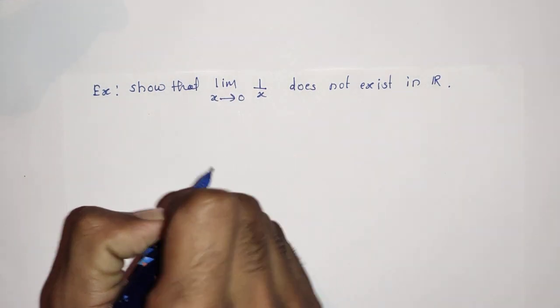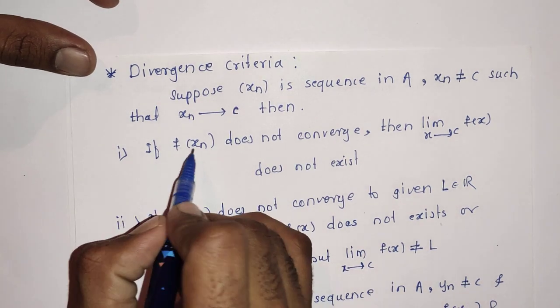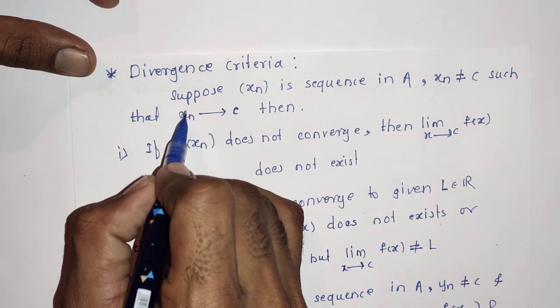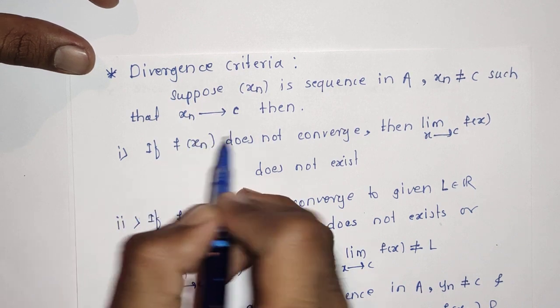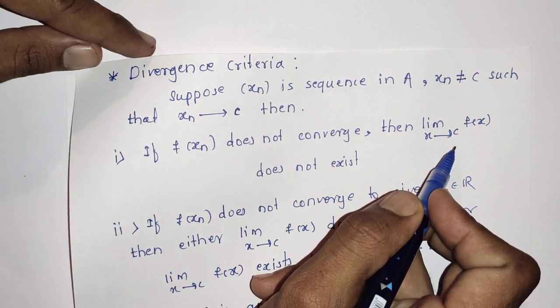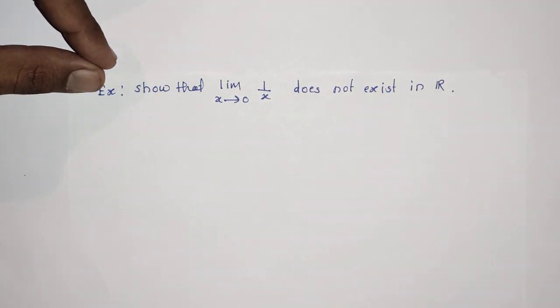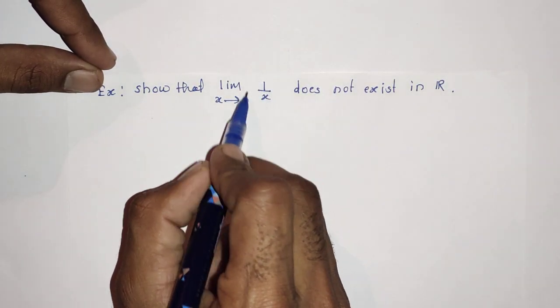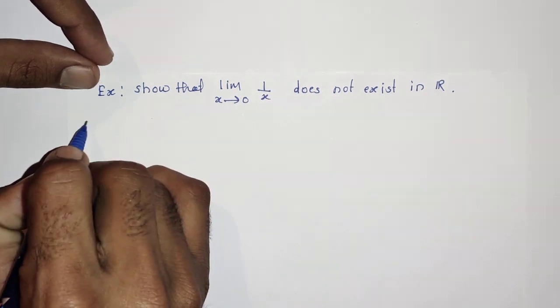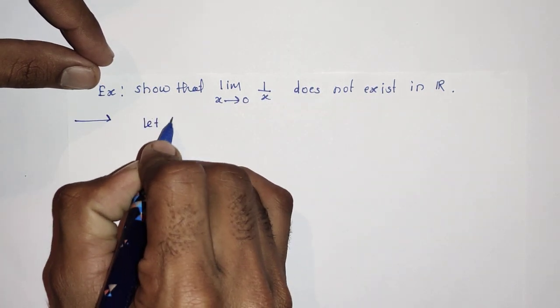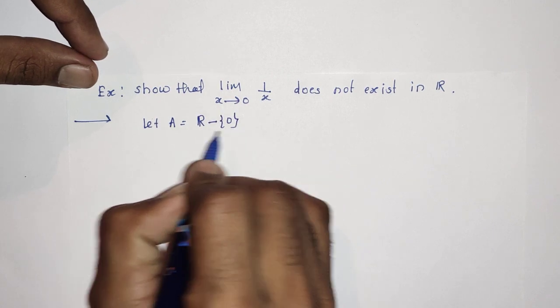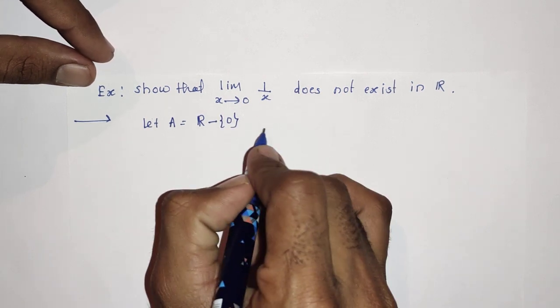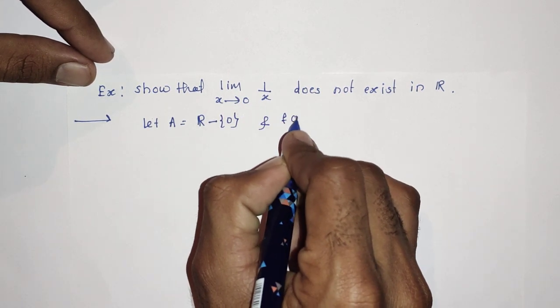So the first statement of the divergence criteria was: suppose xn is a sequence in the domain which converges to c, but the image of that sequence, f of xn, does not converge, then we will say that the limit does not exist. So here, the limit as x tends to 0, f of x is equal to 1 upon x. Let the domain A be equal to R minus the singleton 0, which means the whole real line except 0, and f of x is equal to 1 upon x.